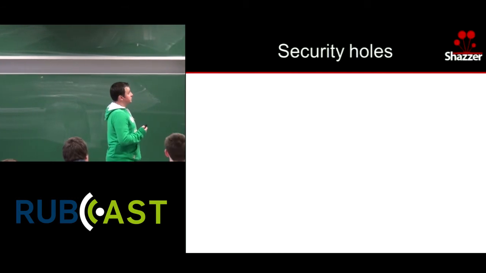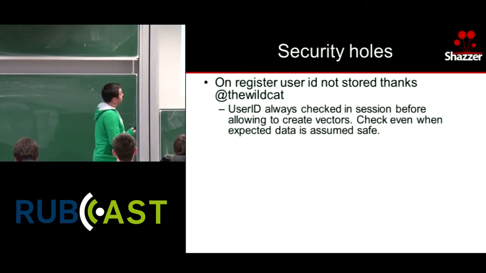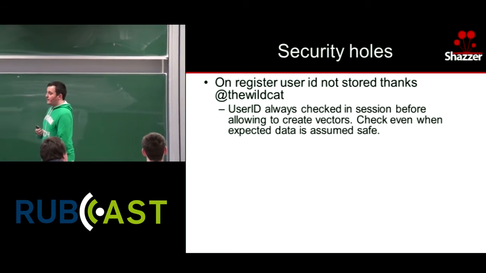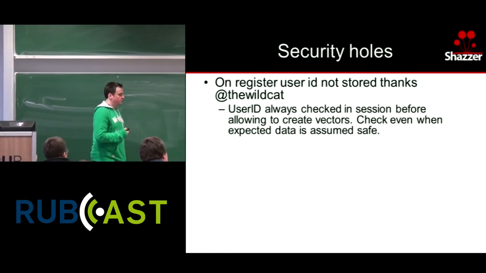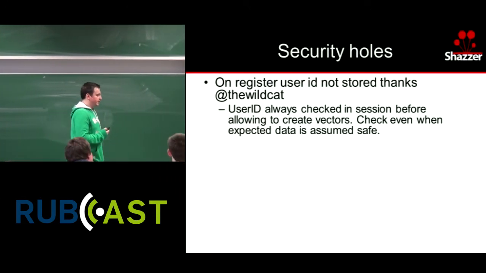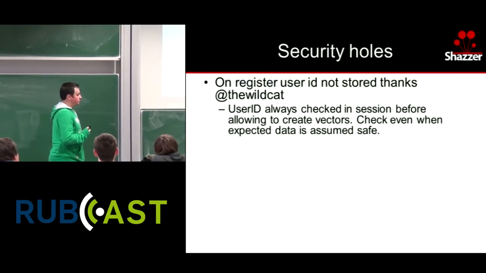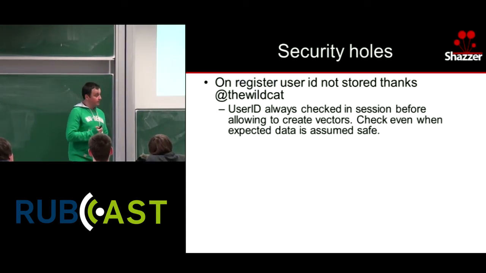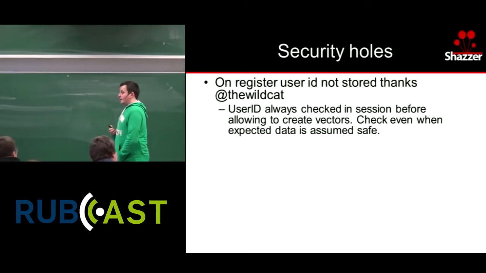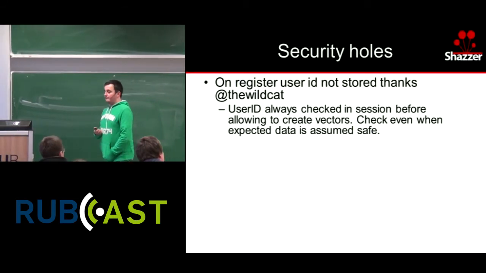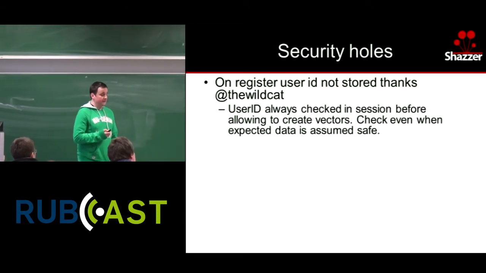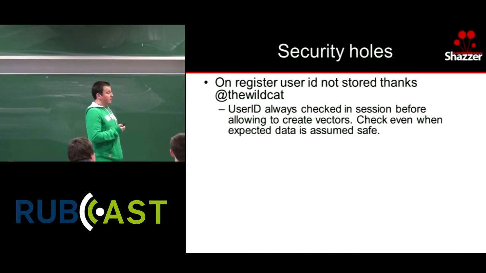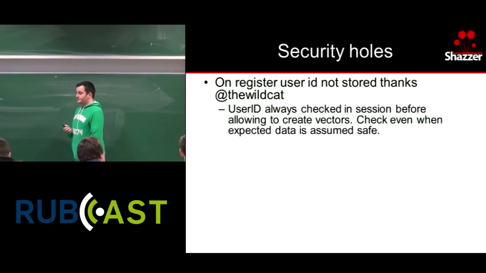So security holes. What security holes were in Shazzer? The register ID was not stored correctly. Simple typo. I didn't store the user ID in the session, so it resulted in 0. Wildcat on Twitter found that, and he told me, obviously nice disclosure, he didn't publicly disclose it, but it didn't really have any impact apart from the fact that a new user couldn't create a vector.